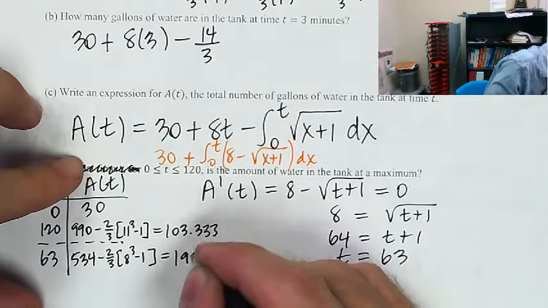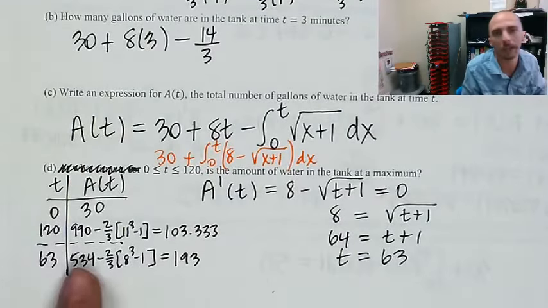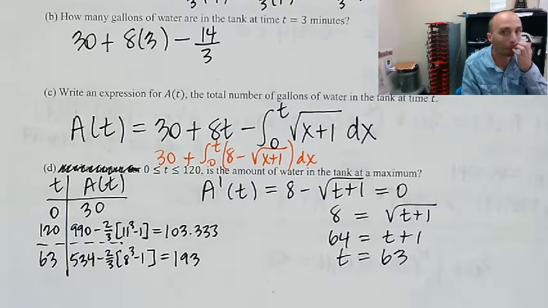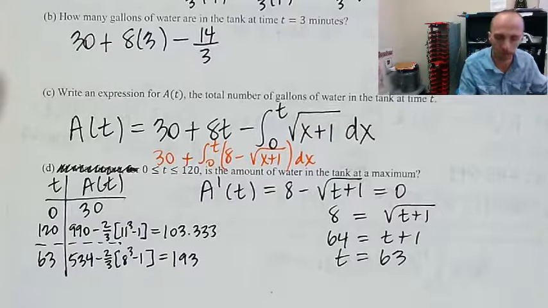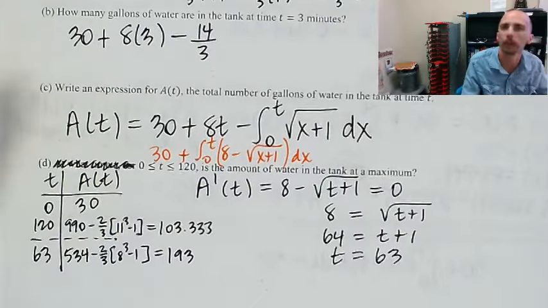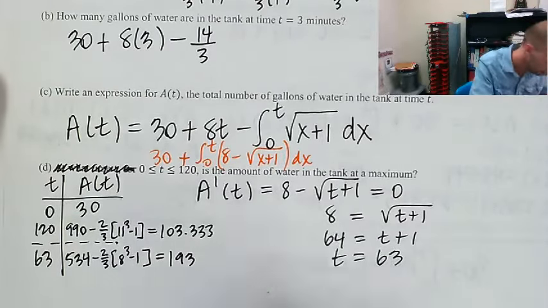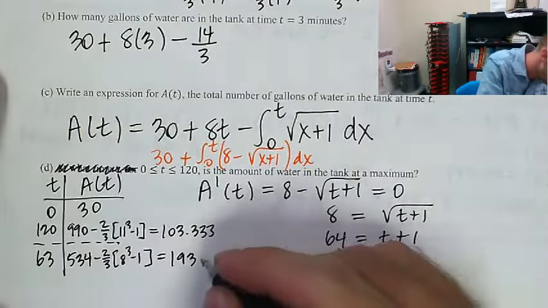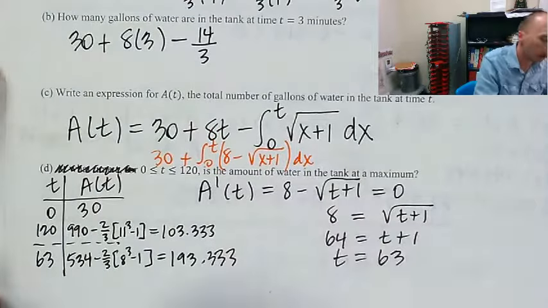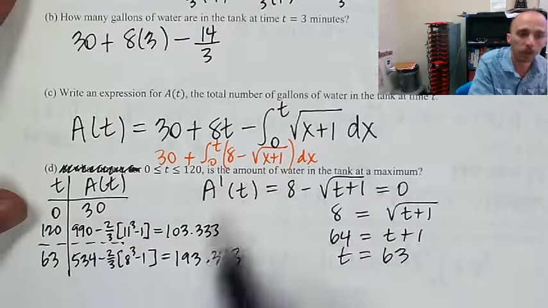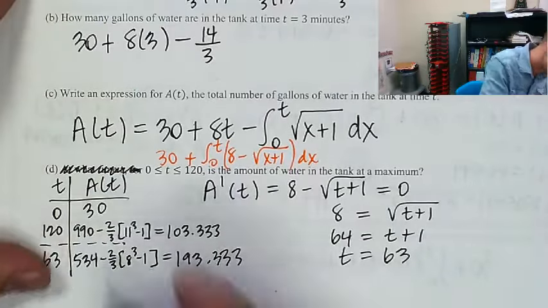Maybe you were supposed to say that this was the only interior critical point and it was a relative maximum, therefore it was the absolute maximum. But I personally don't prefer that technique because it's very touchy on the free response scoring. Okay, so 193.333. So I would say that the maximum amount of water is 193 gallons.